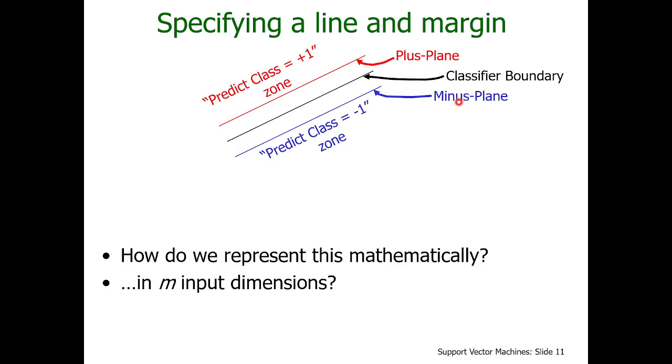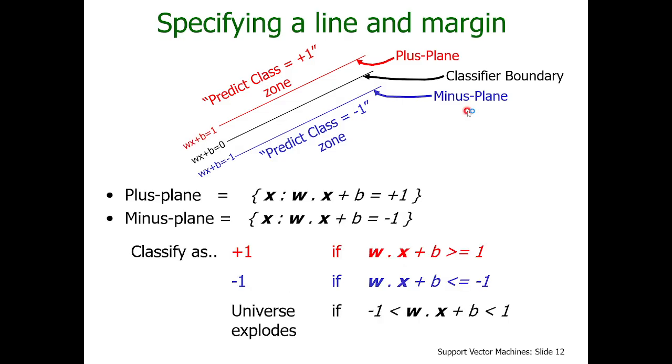I already told you that you can call the margin a plane also, okay. When you identify which is the +1 classifier and which is the -1, you say it in the margin. But if it is a plane, you can also call it the plus plane or minus plane. So that is given here in the red part: this is your plus plane and this is your minus plane. This is what specifying a line with margin is about.